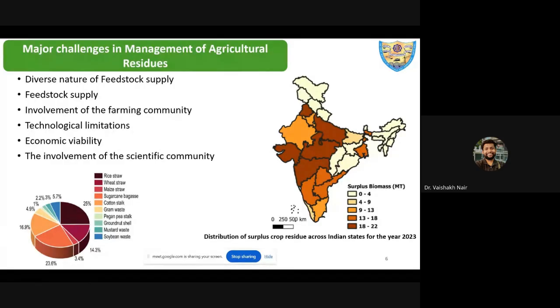Economic viability, again, it is related to the usage of whatever material comes, how much is being marketed, which region it is going to be utilized, whether people are really utilizing it. Because the third point is very important in this, the involvement of scientific community. Now, this is again what I personally have observed, that there is an agricultural institute, they will take care. So that is the thing.